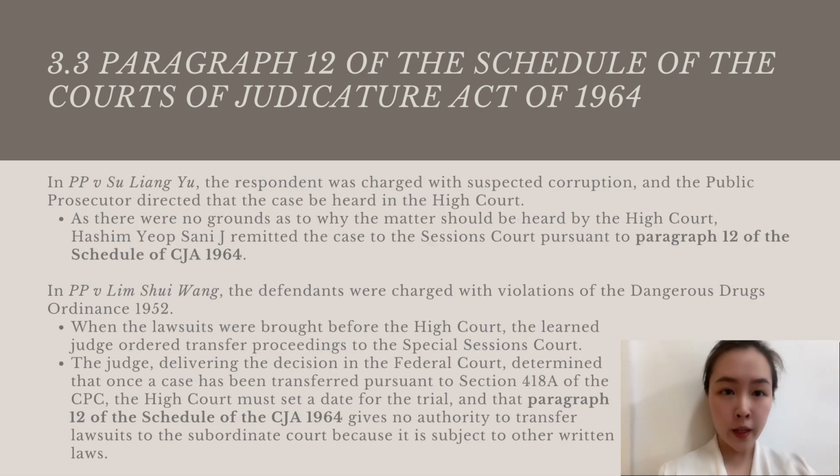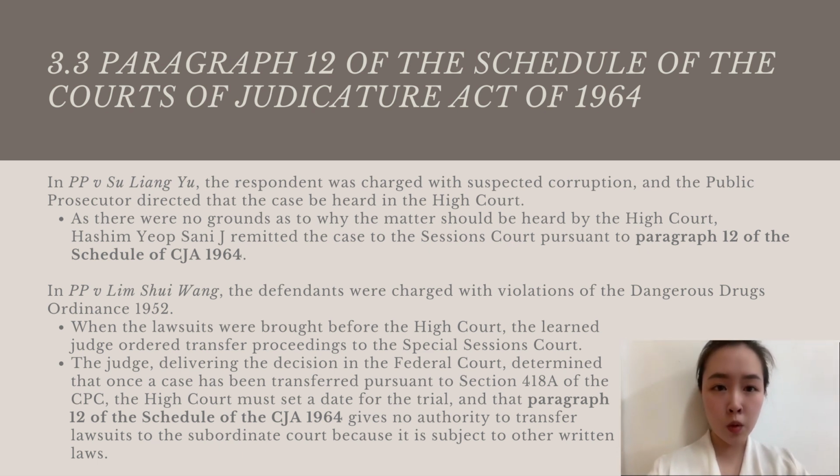In PP versus Su Liangyu, the respondent was charged with suspected corruption, and the public prosecutor directed the case be heard in the High Court. As there were no grounds as to why the matter should be heard by the High Court, Hashim Yo Sanijay remitted the case to the Sessions Court pursuant to paragraph 12 of the Schedule of the CJA 1964.